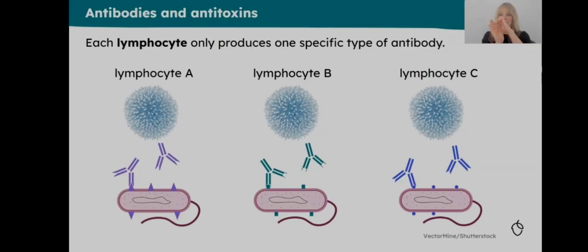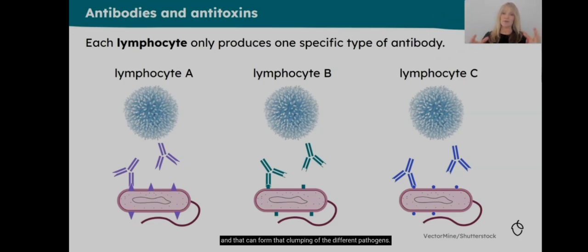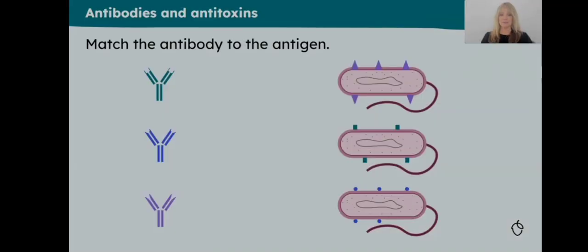Y-shaped antibodies, we can see that those binding sites on each one of those antibodies is a slightly different shape. And that shape is complementary to the shape of the antigen so that they fit together. When they fit together, then that's bound together and that can form that clumping of the different pathogens.